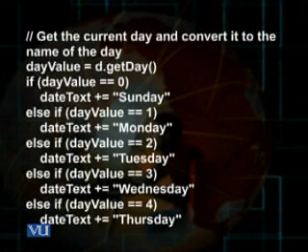Else, if day value is equal to 1, then date text plus equals Monday. If the system returns the value 1, then the date text variable should have a value written in it as Monday. Else, if day value is equal to 2, date text plus equals Tuesday, which means that in case the value returned is 2 for day value, then the date text should have the word Tuesday written in it.